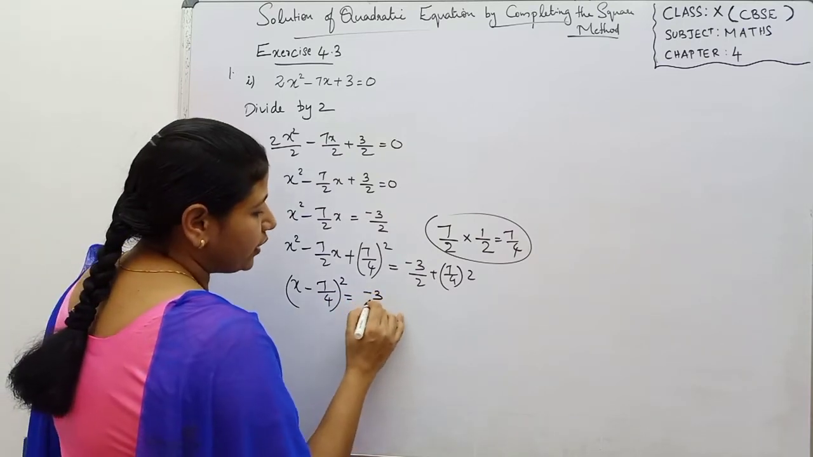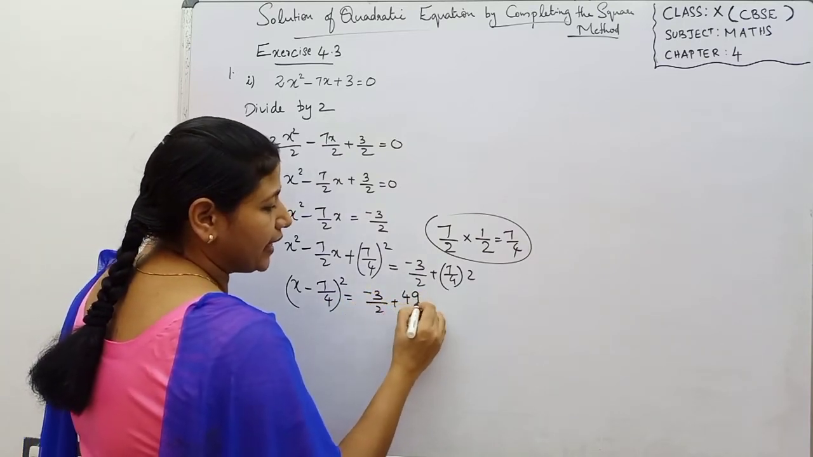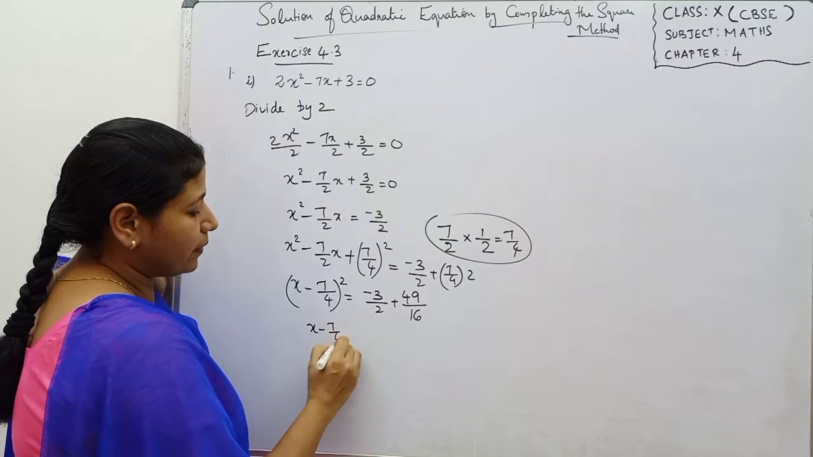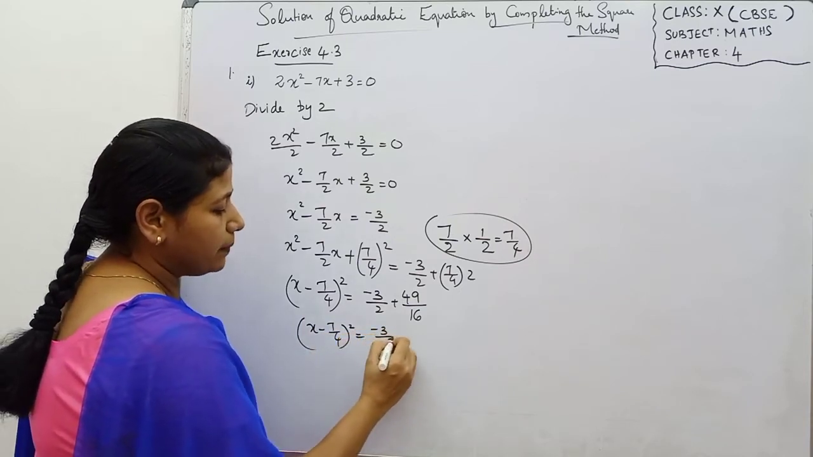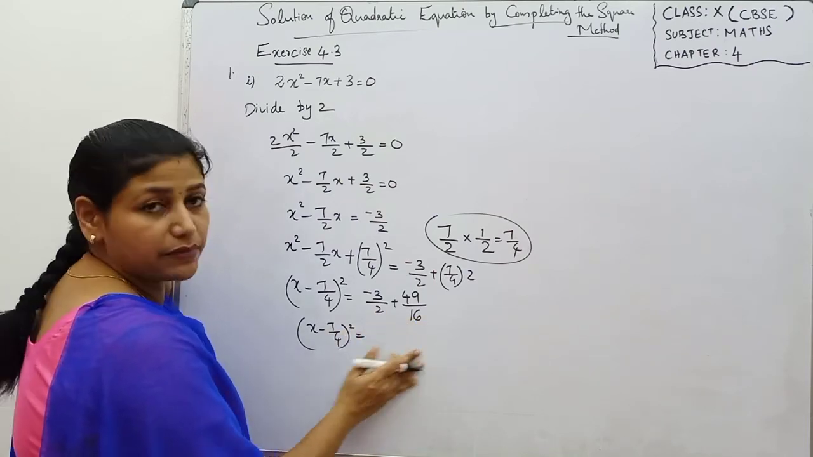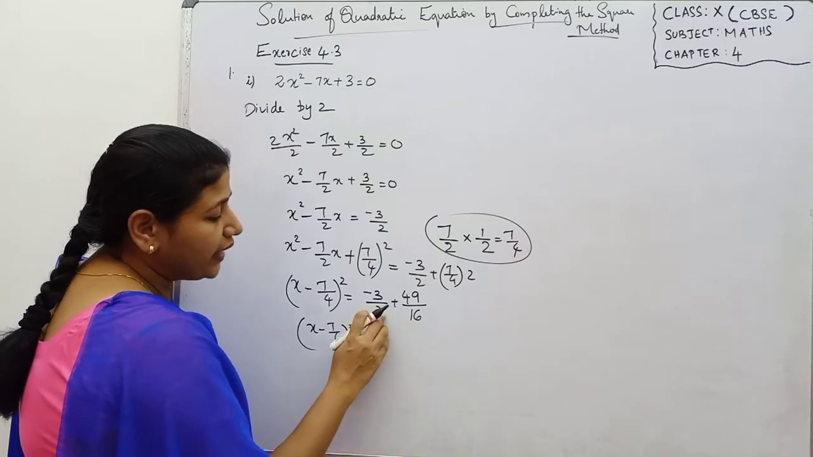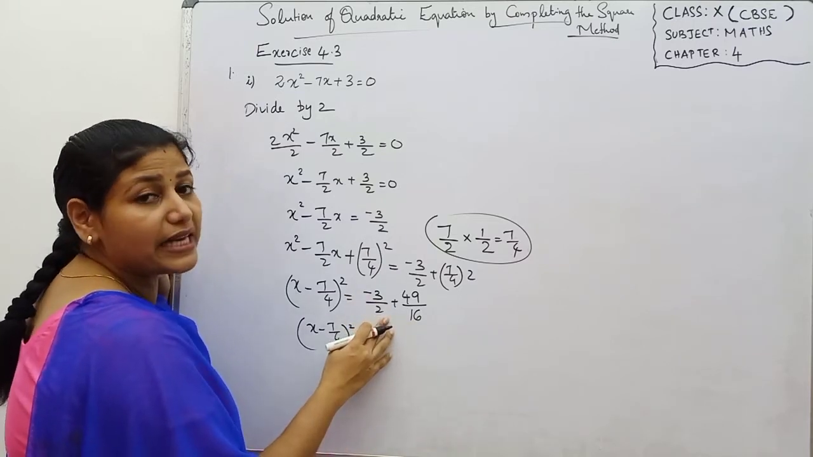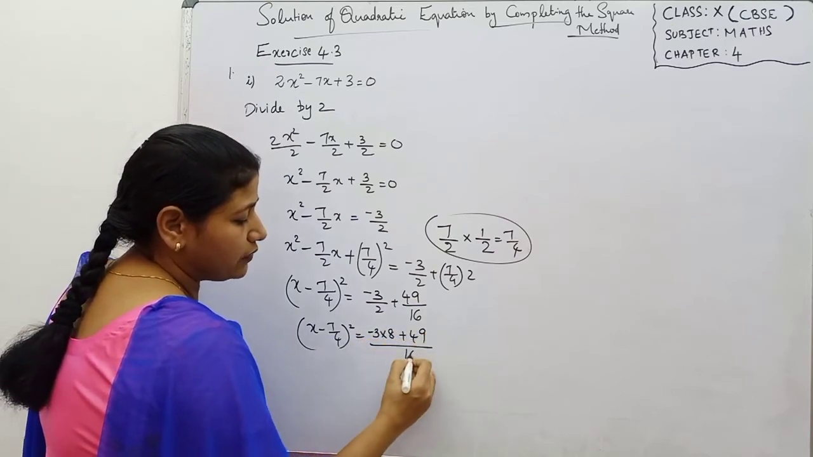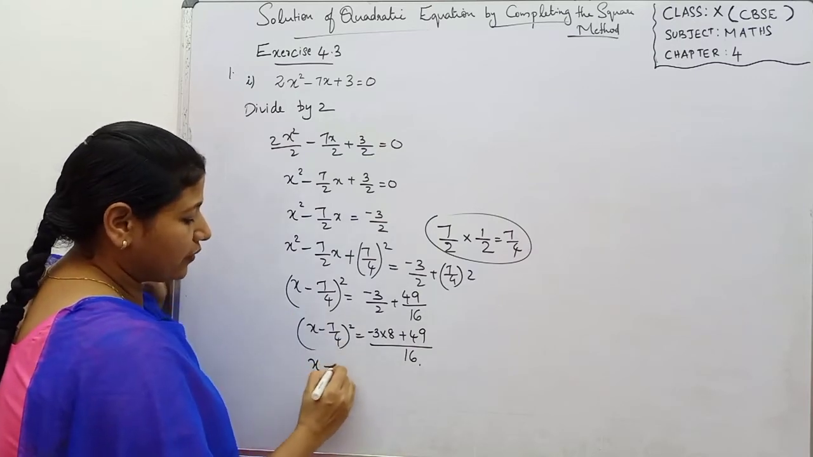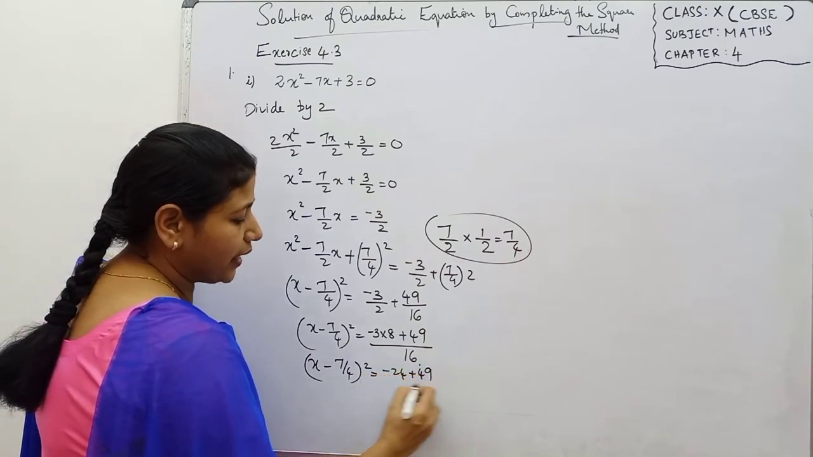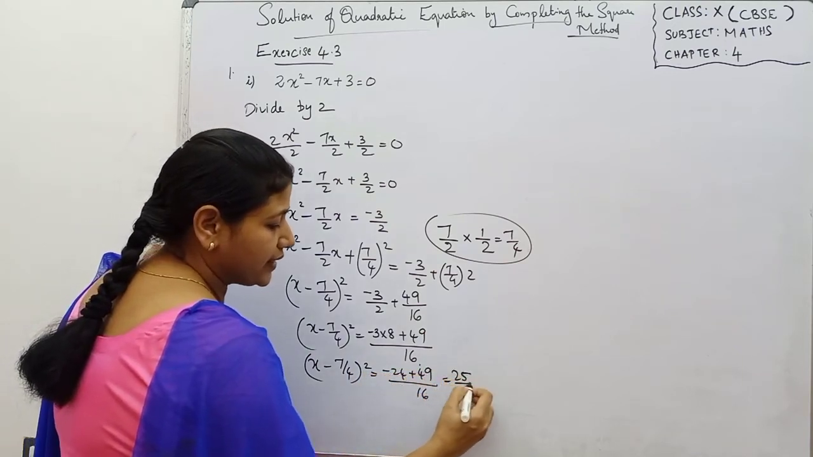Equal to, this is negative 3 by 2 plus 7 square is 49 and 4 square is 16. Okay, 49 by 16. This is x minus 7 by 4 whole square and negative 3 by 2. We have to make the denominators of both the terms into 16. So for that, to make this 2 into 16, we have to multiply with 8. Okay, so negative 3 into 8 plus 49, the common denominator will be 16. Okay, so now we can write x minus 7 by 4 whole square equal to negative 24 plus 49 by 16, which is 25 by 16.